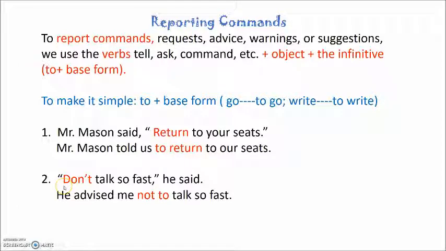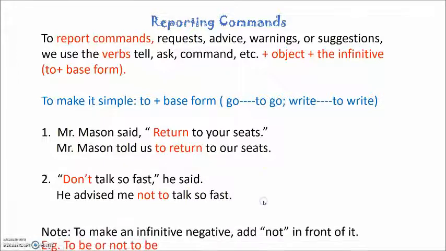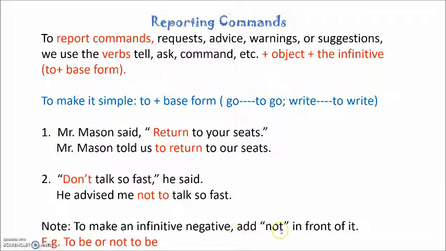Now when it's negative, as in this case, "Don't talk so fast," he said. You would put not in front of to and the base form. I always tell my students, in order to make an infinitive negative, add not in front of it. And I always tell them, it's like what Shakespeare said, to be or not to be, in order to remember the position of not.